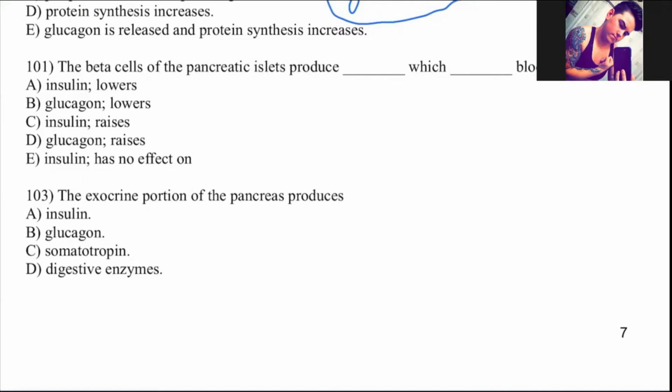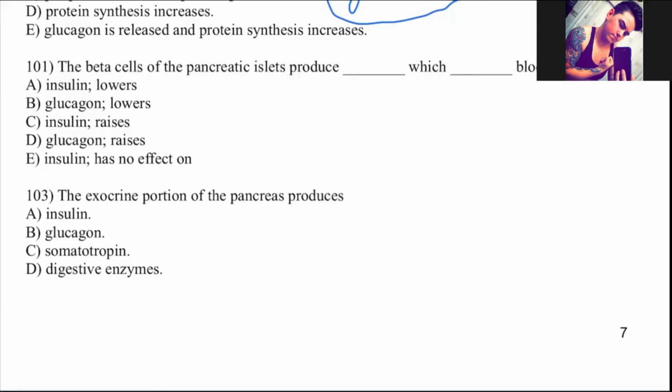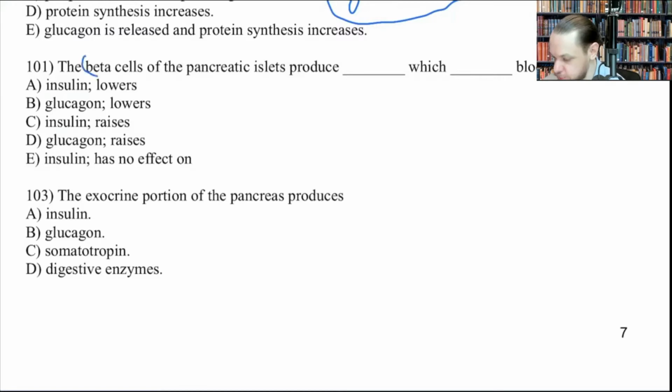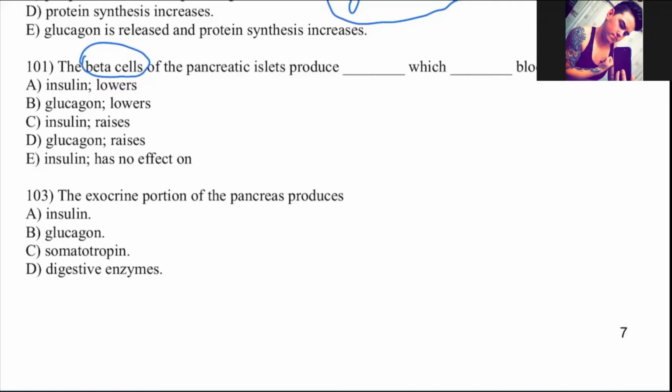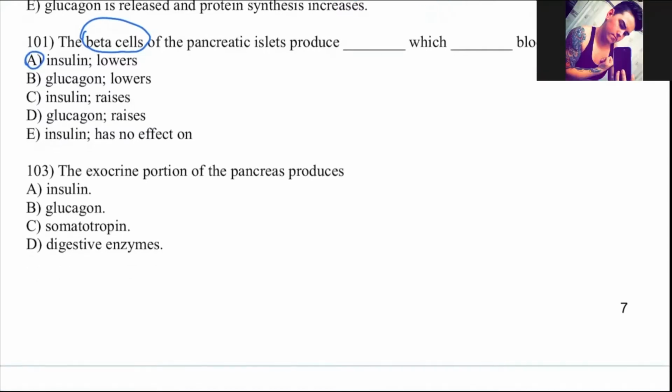The beta cells, the pancreatic islets, produce blank which blank blood sugar. So the key here is this: what do beta cells make? Pretty sure that A is correct, right? Beta cells make insulin, which then lowers the blood sugar level, right? Very good. So 101 is A.